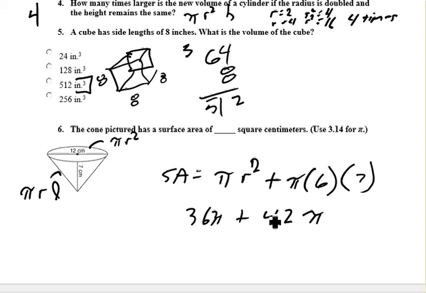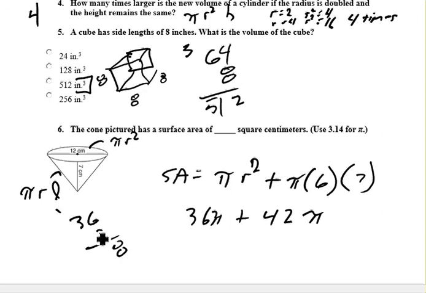And then we're told to use 3.14 for pi. I don't have my calculator. 36 times 3.14. I don't have my calculator, so I'm just going to do it by 3. My answer is going to be wrong. I'm expecting you guys to do it right.